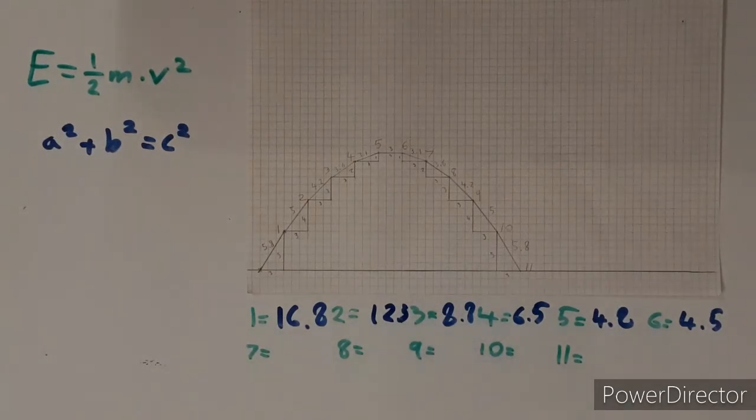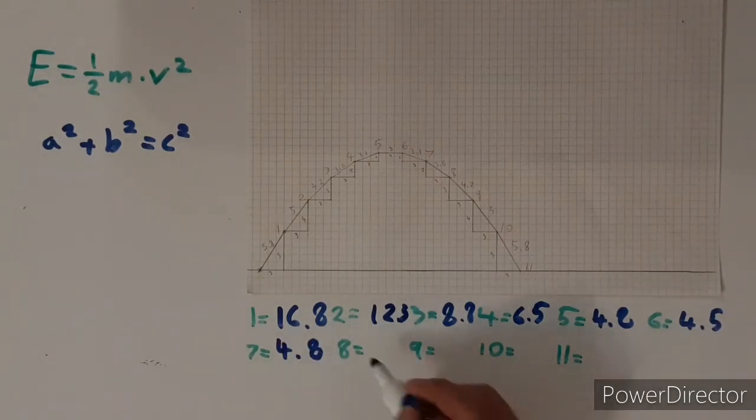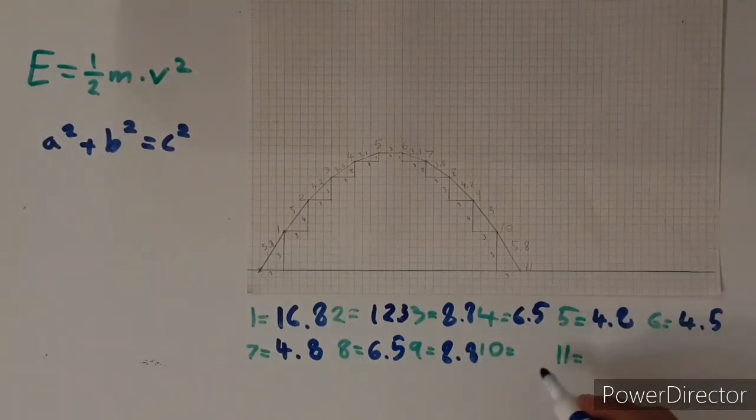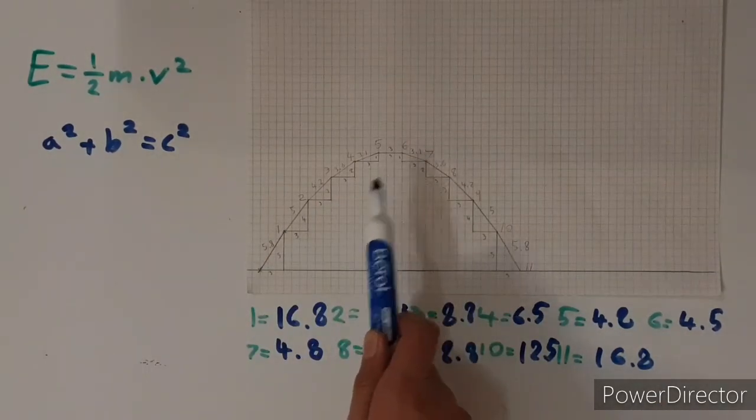So this gravitational potential energy is then converted back into kinetic energy once more. So it's taken out of the gravitational potential energy basket and put into the kinetic energy basket. So the kinetic energy increases: 4.8, 6.5, 8.8, 12.5, and 16.8. And as you can see, the kinetic energies are mirrored on both sides of the flight.